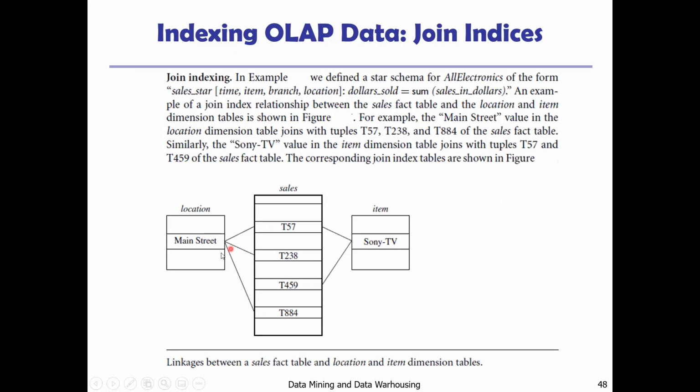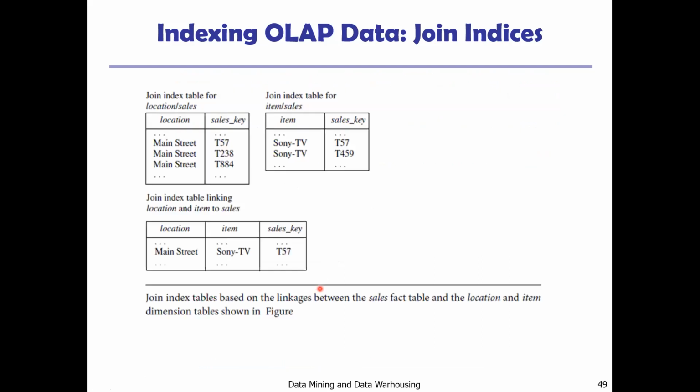So if we want to join location and item based on the sales fact table, we will be using the index number that points to the values of the location and item. And in this way, we will be able to identify the sales key for each of the values. So for location, these are the sales keys. For item, these are the sales keys. And joining the tables, linking location to sales and item to sales, will present us with this record.